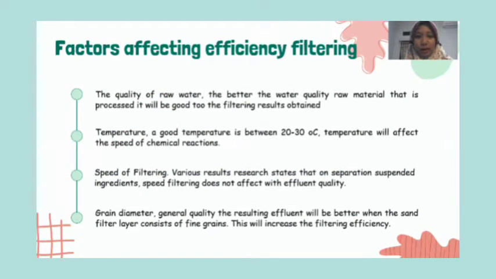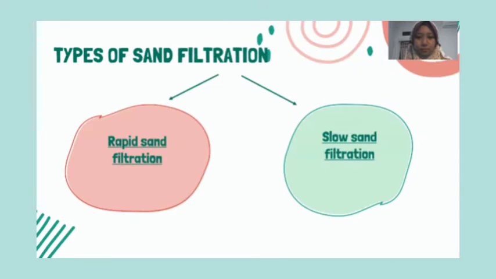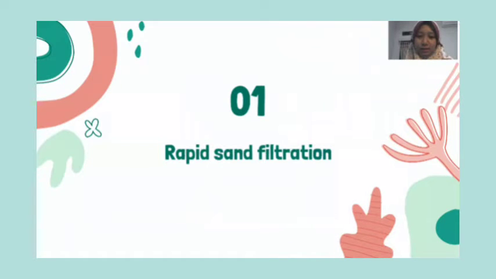Factors affecting filtration efficiency. There are four. Number one is the quality of raw water. Number two is temperature. Number three is speed of filtering. And number four is grain diameter. There are two types of sand filtration: rapid sand filtration and slow sand filtration. And next, my friend will present.